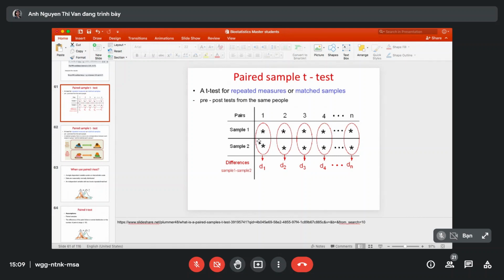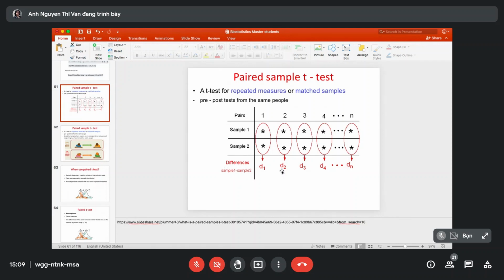You will find the difference in each pair, and you will get a new data set, D1, D2, D3, until Dn. And you need to check the normal distribution of this new data set, if it follows the normal distribution.